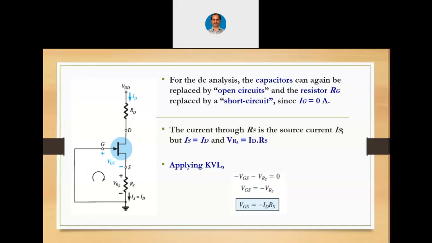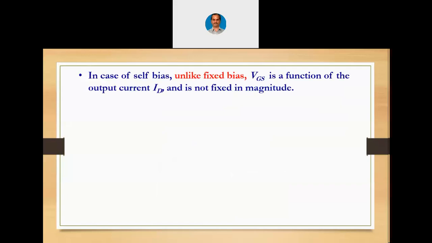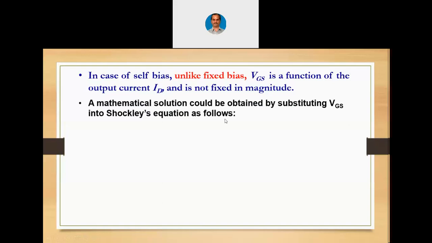So when we go for a graphical analysis, we cannot have a vertical line having a fixed value. Now it will be varying. Let us see later on how, in spite of this particular equation, we solve the Q point graphically. I'll explain that when I discuss the exercise. So, in case of self bias, unlike fixed bias, VGS is a function of the output current ID and VGS is not fixed in magnitude. A mathematical solution could be obtained by substituting VGS into Shockley's equation as follows.